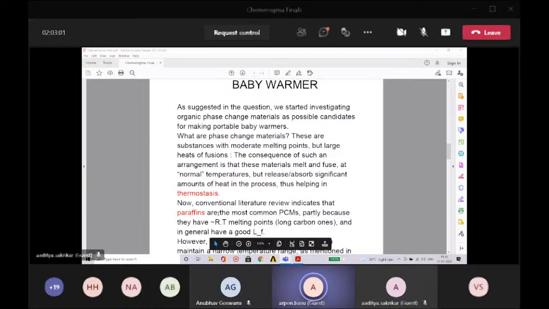Okay, so now we move towards the baby warmer. Again, we did our research for baby warmers, and for that we found out that you need phase change materials, and specifically a phase change material which melts around 36 degrees. The first such possibility which Wikipedia throws up, we have given the link here, is paraffin 20, a 20 carbon alkane. But as it was clearly mentioned that paraffins are not suitable for this purpose, we rejected it.